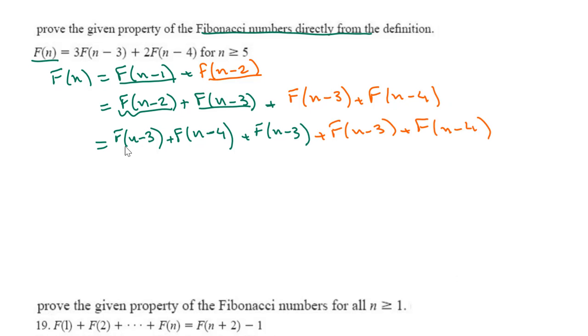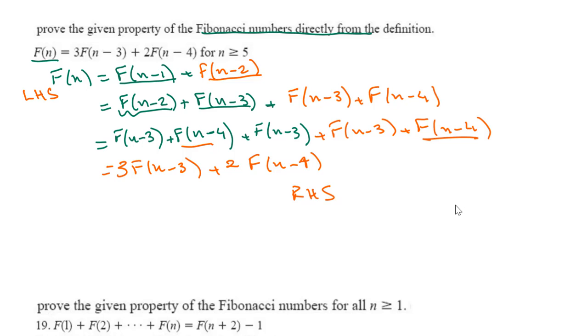So let's see now, how many F(n-3) do I have? 1, 2, 3. So I have 3 F(n-3). How many F(n-4)? I have 2. And this is the other side, the right hand side. And we're done. So we started from the left hand side and got to the right hand side. So when the question says, given the properties, use the definition of Fibonacci, you just have to split it or combine it until you get from one side to the other.